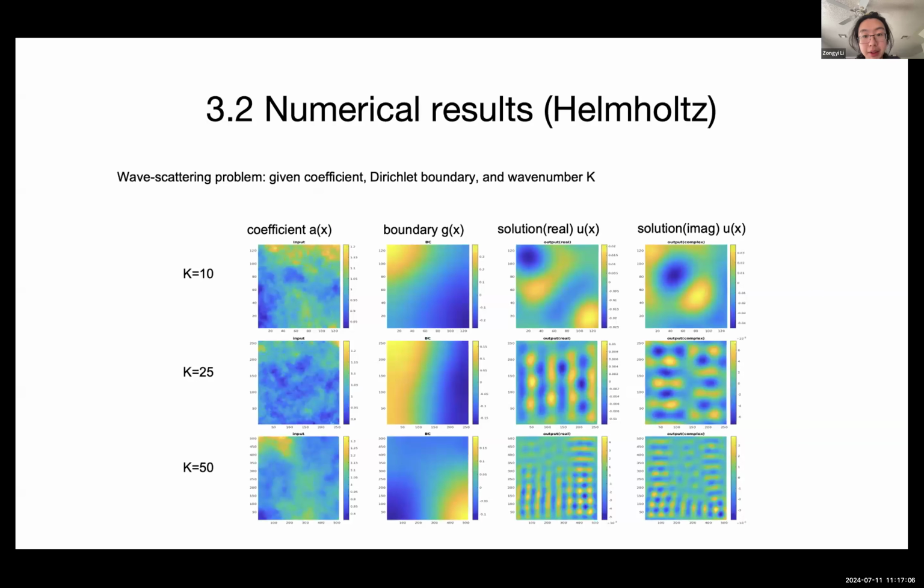The second example is the Helmholtz equation. We're doing wave scattering problems. So we're given the coefficient, Dirichlet boundaries, and also the wave numbers. We consider many different wave numbers, like 5, 10 to 100. Because this is kind of an ill-posed problem, or say eigenvalue problem, it's possible that the input and output are different by some eigenvalues. The underlying dataset is given by the Robin type of boundaries, so it's well defined.